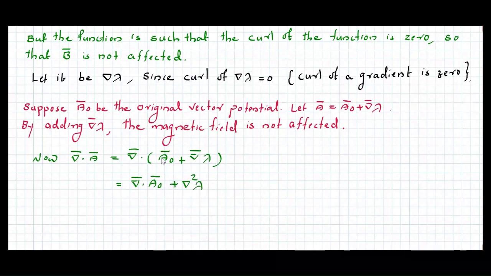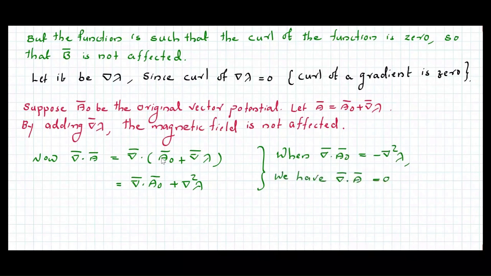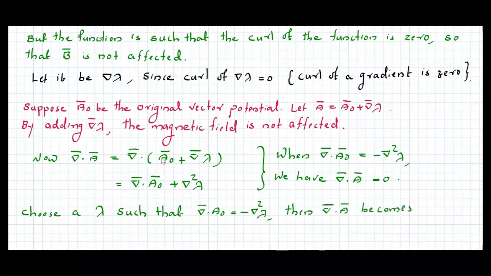Now let us evaluate what del dot A is. Del dot A becomes del dot A0 plus del dot del lambda, that is del dot A0 plus del square lambda, where del square is the Laplacian. Now how do we make del dot A equal to 0? Del dot A is 0 if and only if del dot A0 is equal to minus del square lambda. So if del square lambda is equal to minus del dot A0, you have del dot A equal to 0.